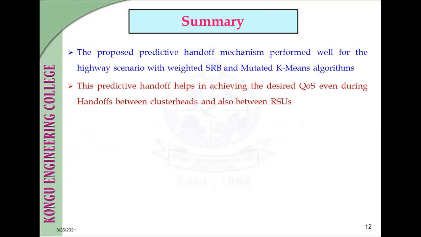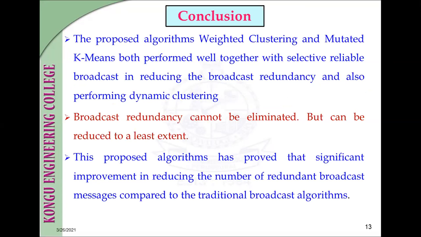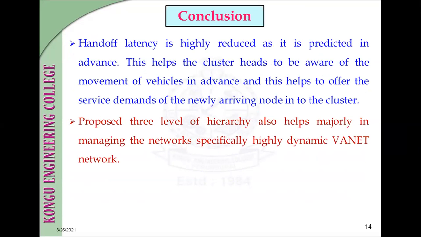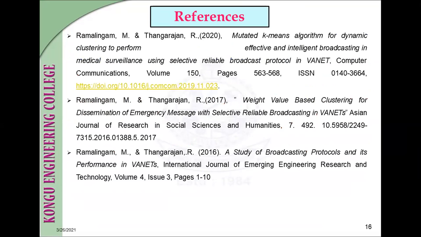And as the summary, the proposed predictive mechanism performed well in the highway scenario with weighted clustering, and maintained good results in case of the mutated k-means algorithm. And this prediction will help in achieving the desired QoS, maintaining good quality of service when it gets internet services from RSUs. And here is the conclusion, and this is the future work, and these are all the references.